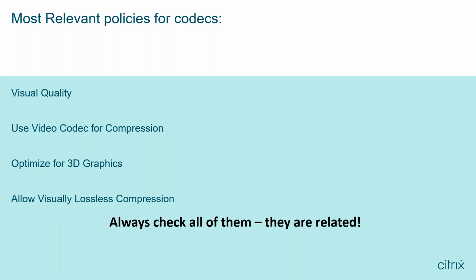So if you set, for example, visual quality to build to lossless, you can just get rid of optimize for 3D graphics workload and use video codec for compression, because they are completely ignored. So it doesn't make any sense to have a look at them. As there are always people confused about what happens when, we have a few nice diagrams to explain this a little bit more in detail. So what happens when?